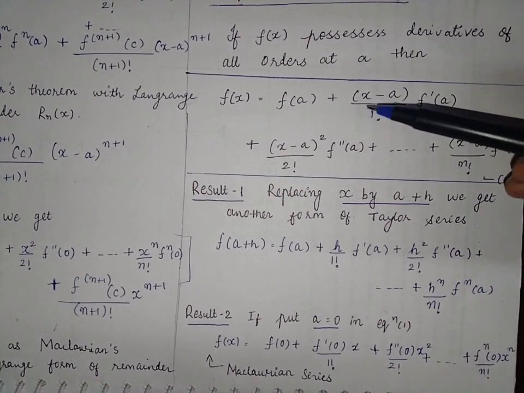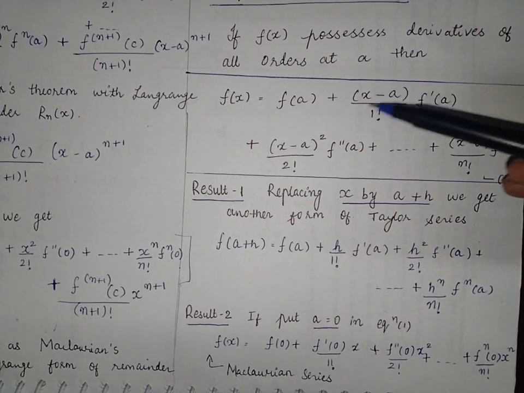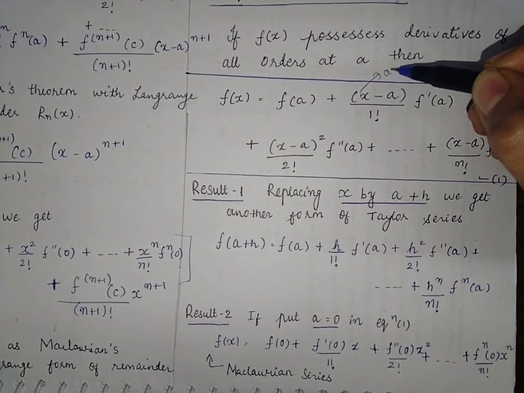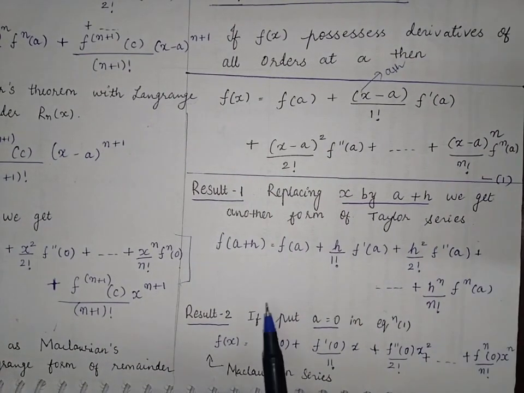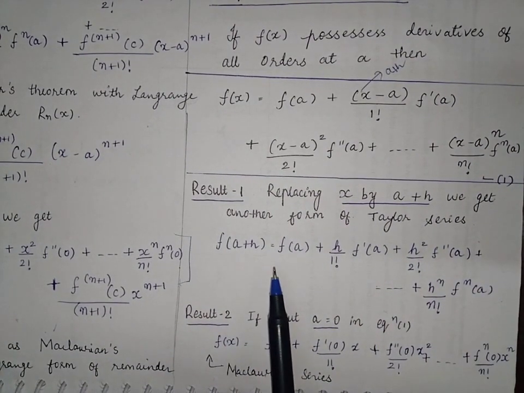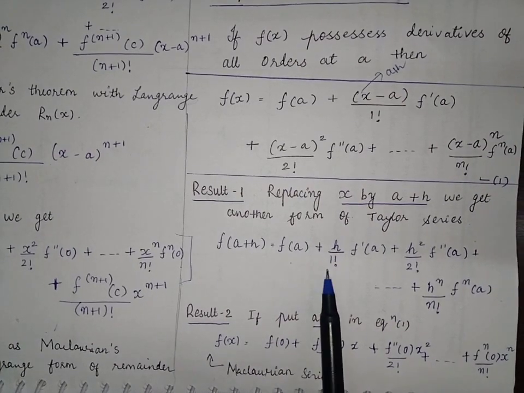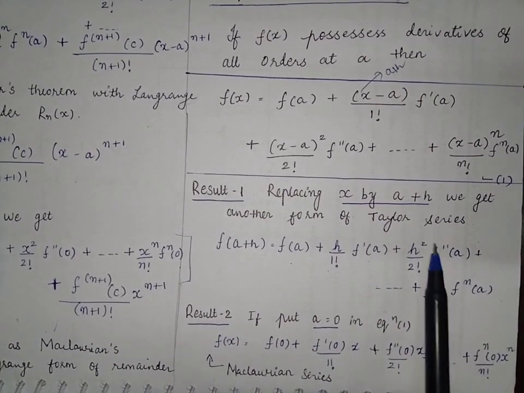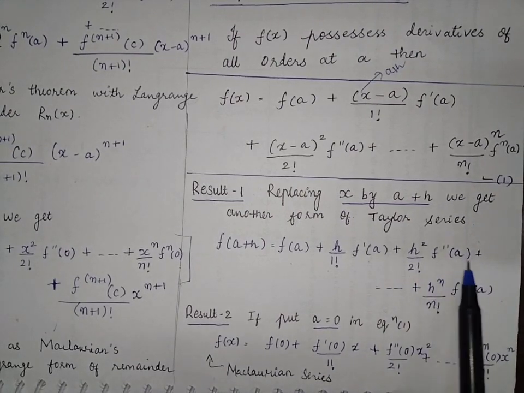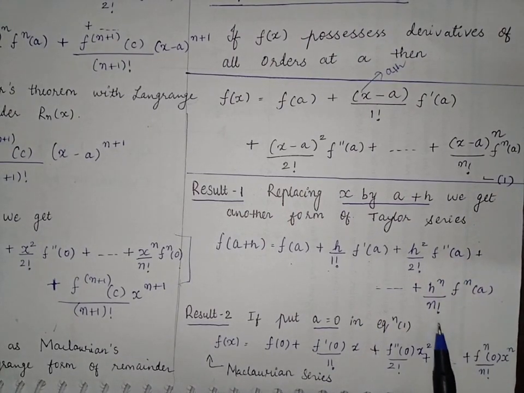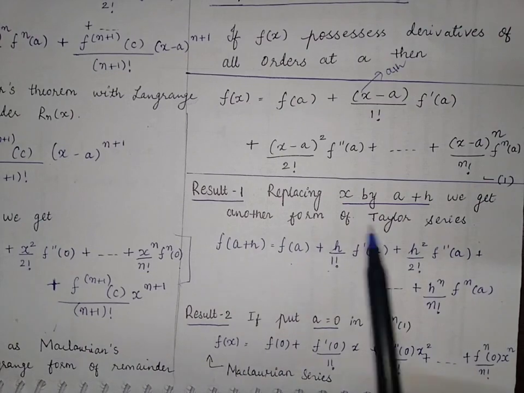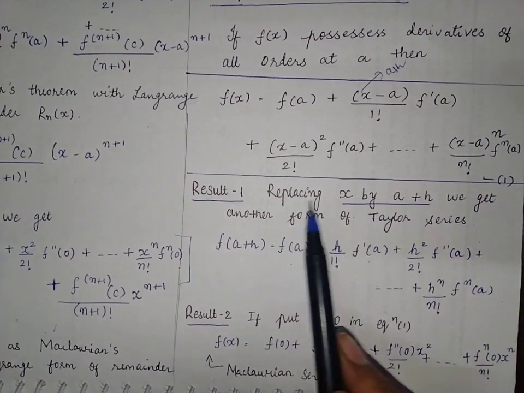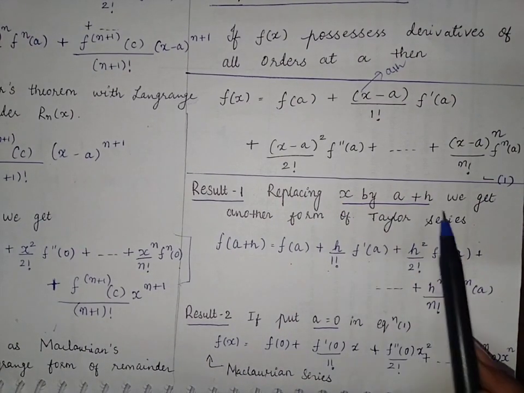If we replace x by a plus h here, then this a and this a will get cancelled. Similarly here also. So we will get f of a plus h is equal to f of a plus h by 1 factorial into f dash a plus h square by 2 factorial into f double dash a, up to h raised to n by n factorial f raised to n of a. So this is also a Taylor series, but this is another form of Taylor series we got by replacing x by a plus h.